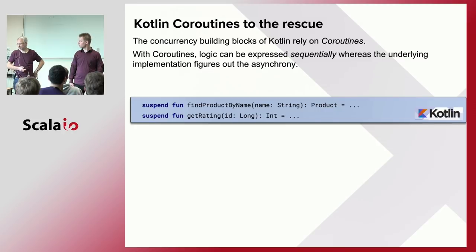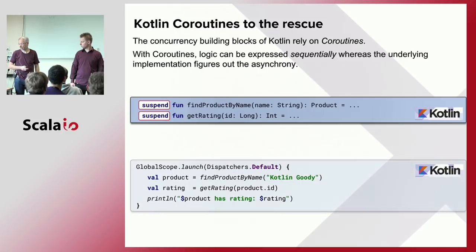How does it work? Here we have a function which has the keyword suspend, the exact same function as before. What does suspend mean? Suspend means that it can only be called within the context of a coroutine. And because it's a function that can be suspended, it can be stopped without blocking a thread. That's what suspension gives you.